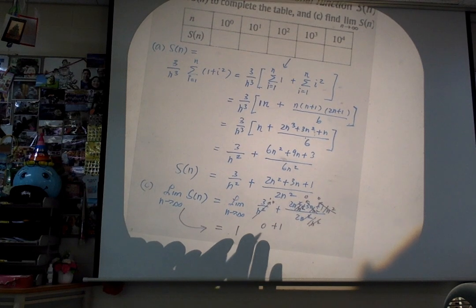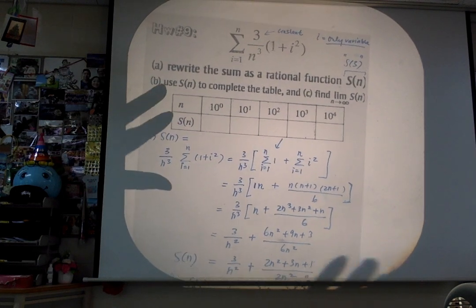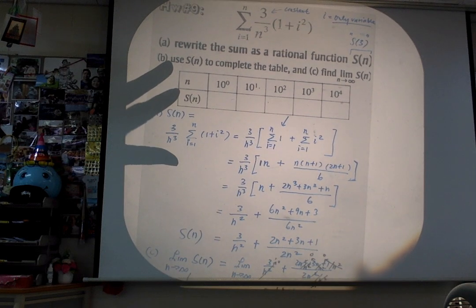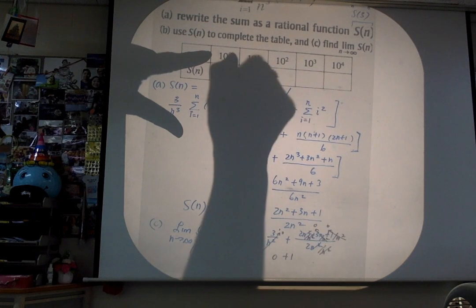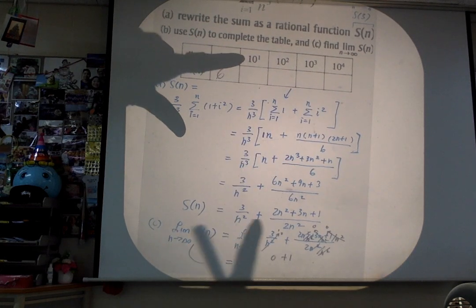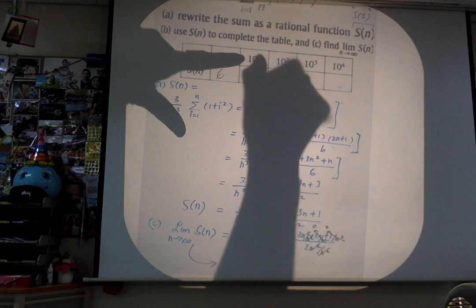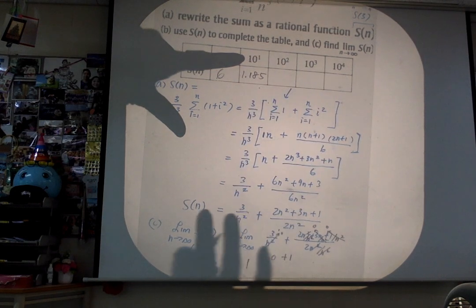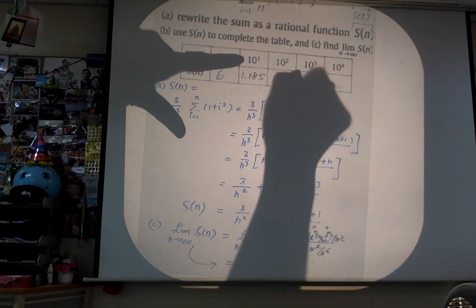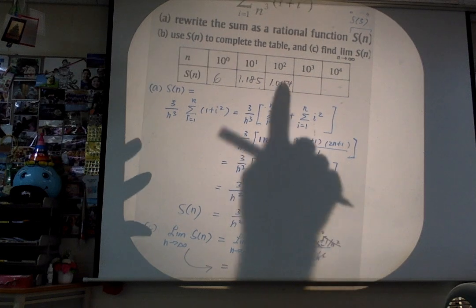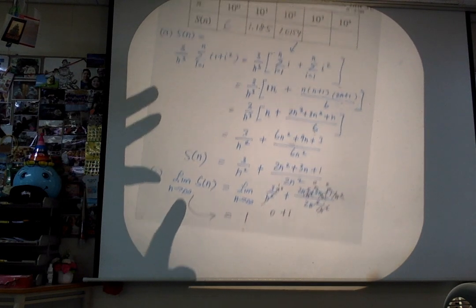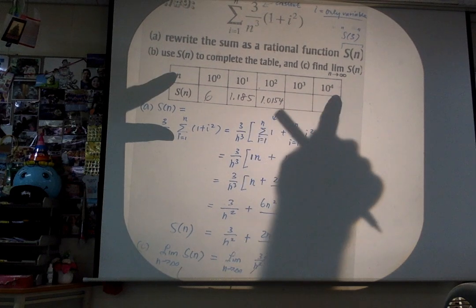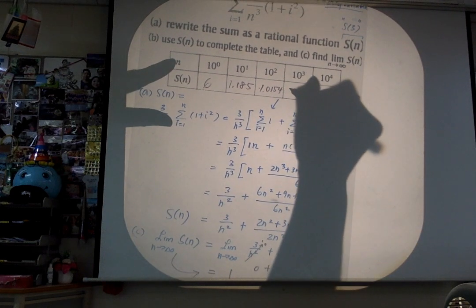Okay? So now, let's actually complete the table. You know how to complete the table, right? So just plug in 0 into this formula. Okay? What do you get? I get 6. Plug in 1 into this formula. What do you get? I get 1.185. What do you get when you add 10 squared? You get 1.0154. Why am I adding these big numbers? Because n is going to infinity. n is going to infinity, and 10 cubed is a pretty big number, right? Next one is 1.0015.